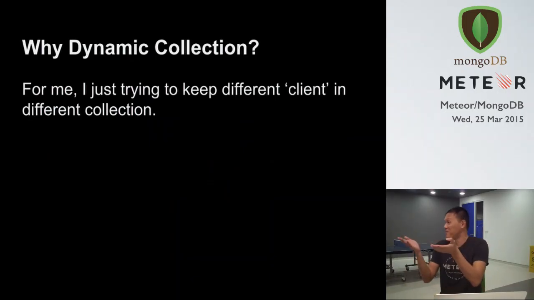Why? Because we heard of dynamic collection. Actually in Meteor, normally what we do is a single line of new Mongo collection. So you have to know in advance what your collection is. Let's say you have a client collection, and then maybe you have a user collection. You have to know in advance.